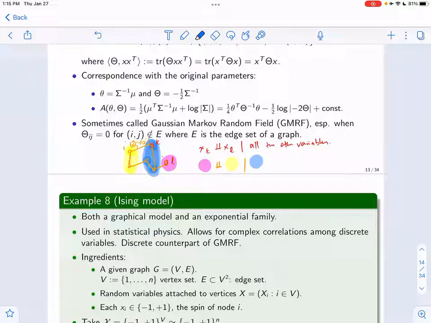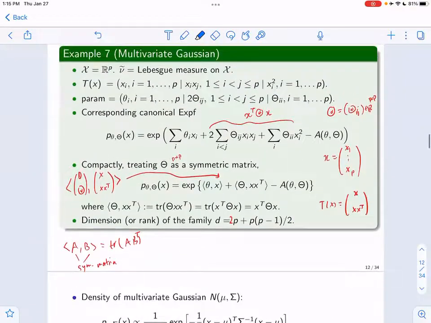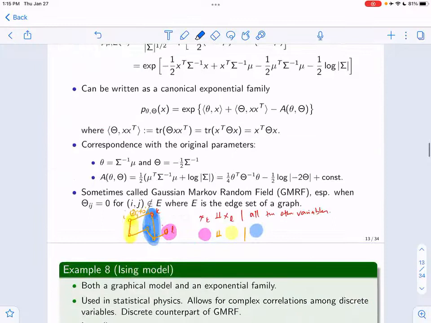So this canonical parameter representation is very much related to graphical modeling and conditional independence statements in the model. So it's interesting in its own right. The covariance matrix directly doesn't give you these conditional independences, but the inverse gives you these conditional independence statements. For this reason, this model is sometimes also called a Gaussian Markov random field.